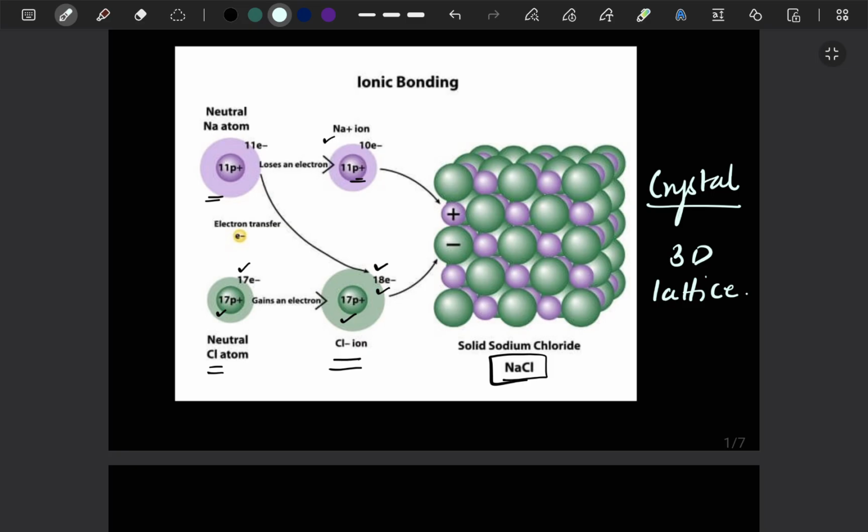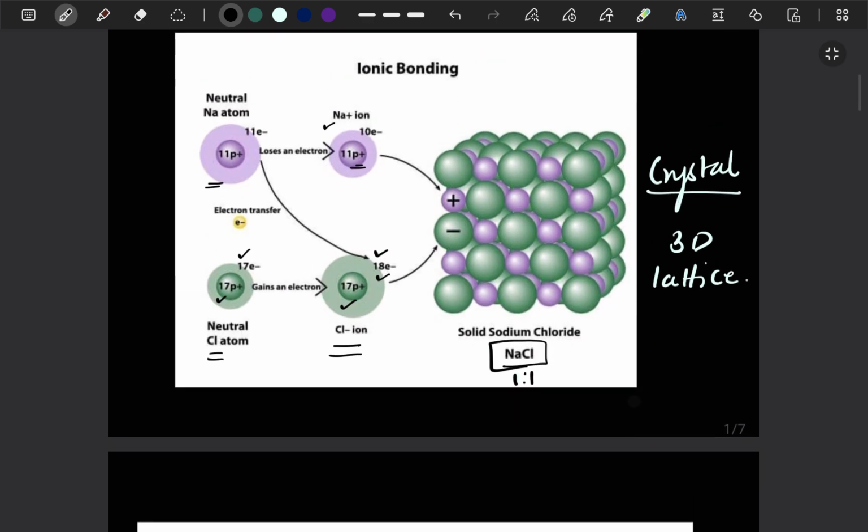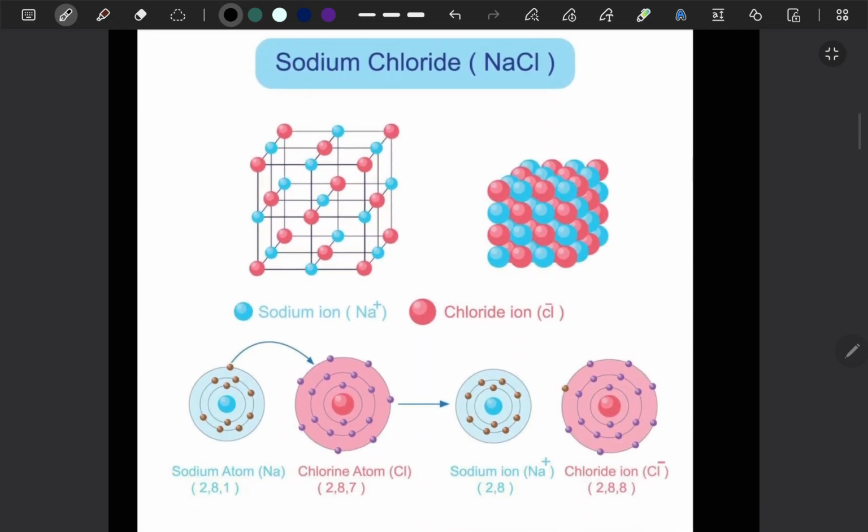If I say sodium chloride, NaCl, NaCl will indicate only the ratio of sodium and chlorine, 1:1. It does not indicate that it is a molecule. Clear? You can see here the green balls indicating chlorine and purple balls indicating sodium. See, there is a 3D lattice. Clear?